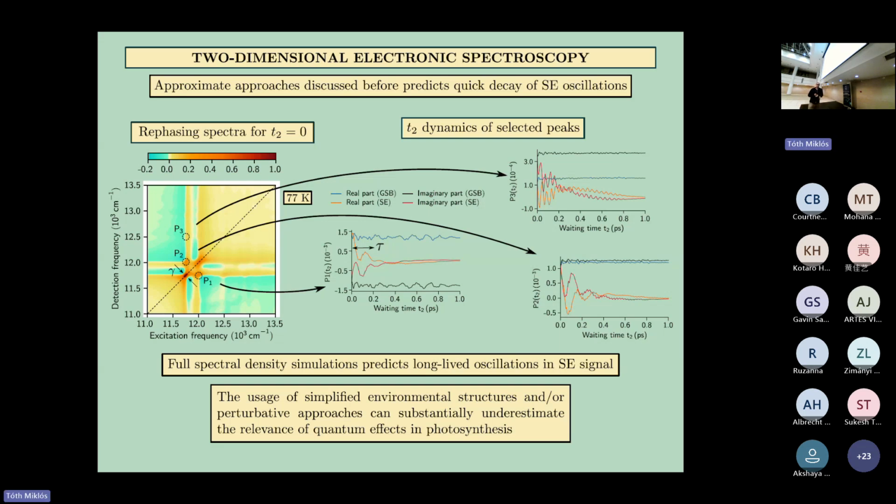And so this strongly suggests that using simplified environmental models can have a strong impact on electronic dynamics in simulations, and can then substantially underestimate the quantum effects in photosynthesis.